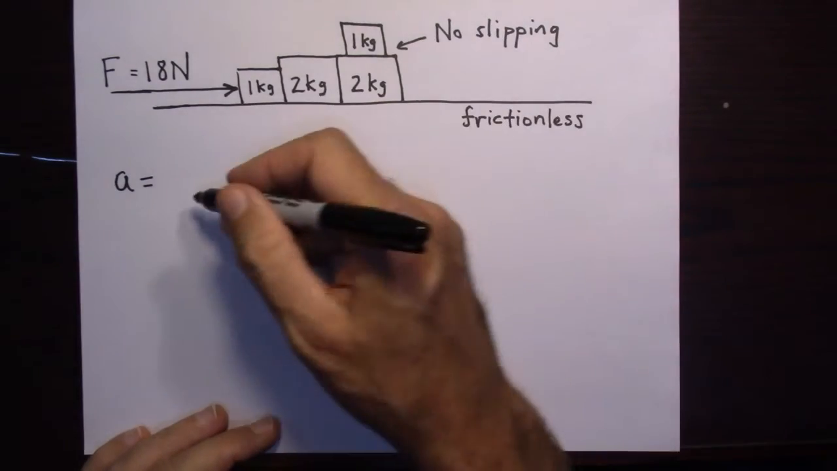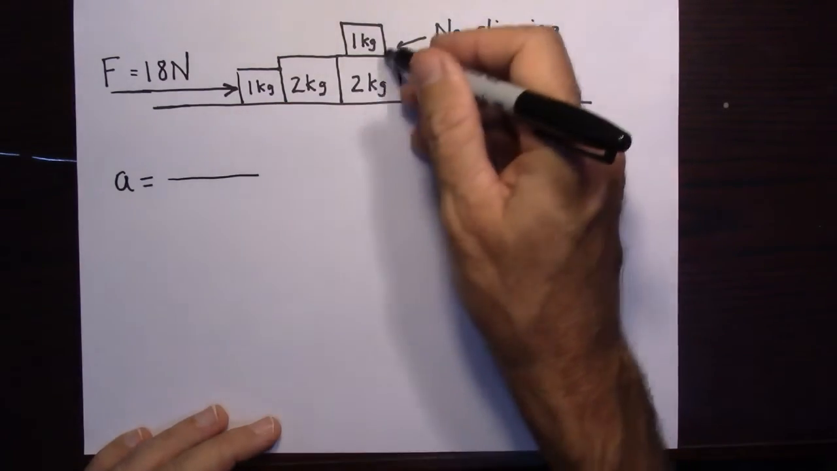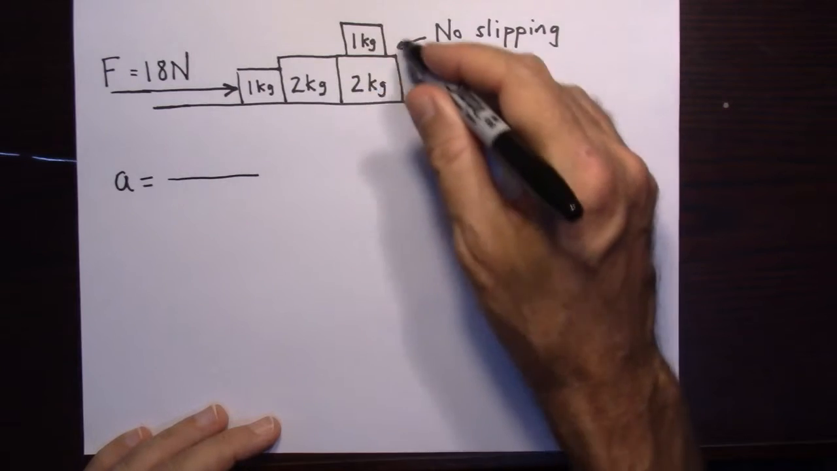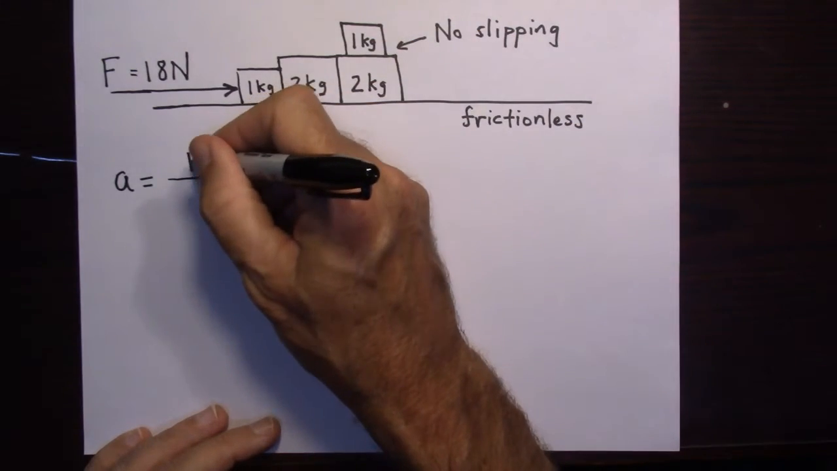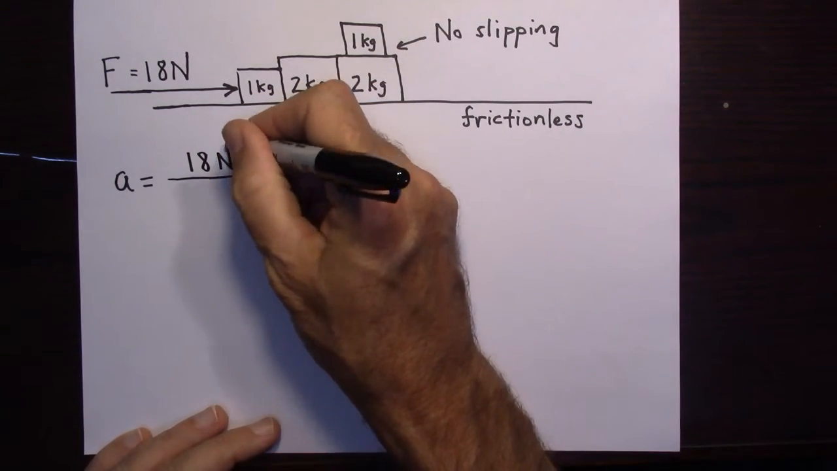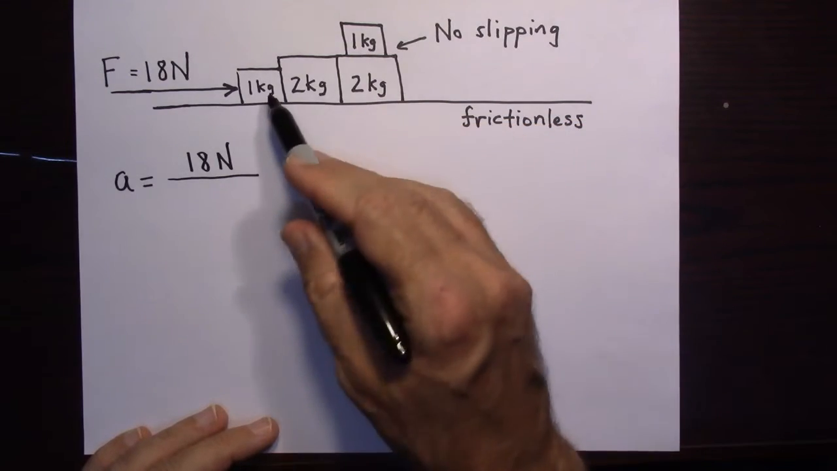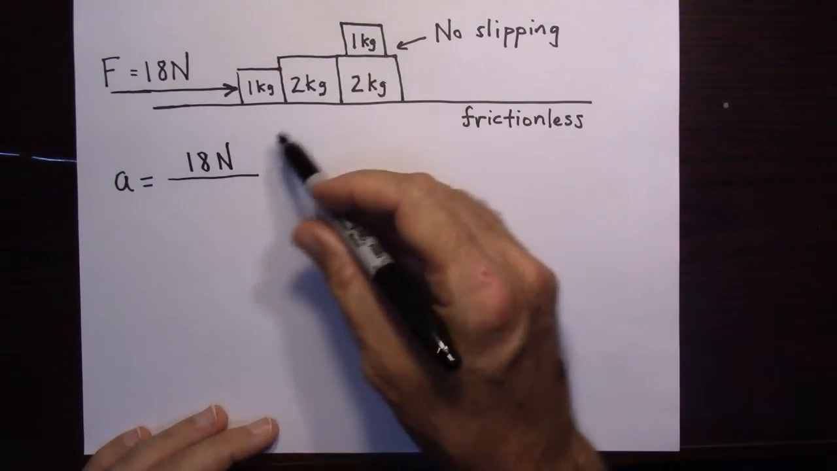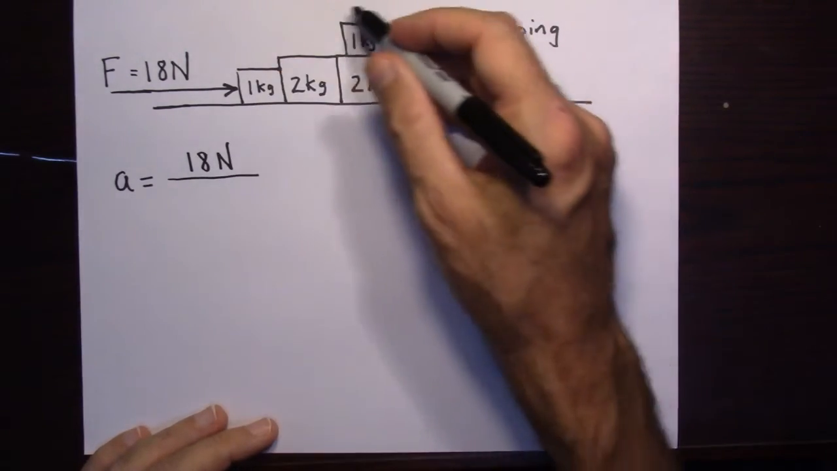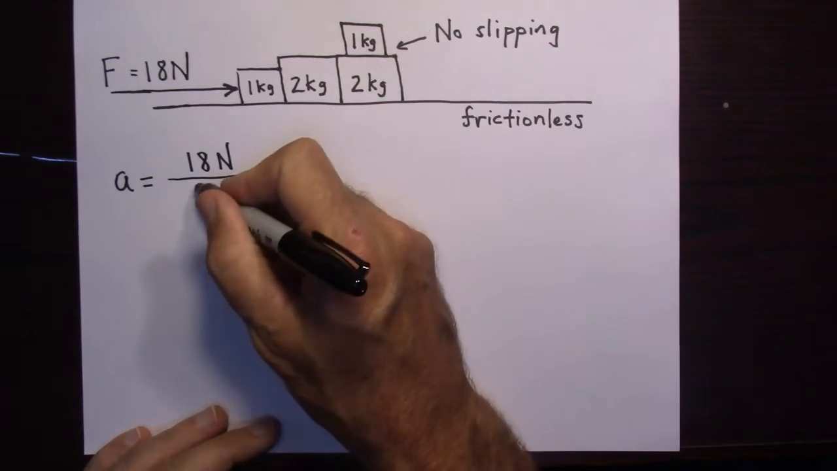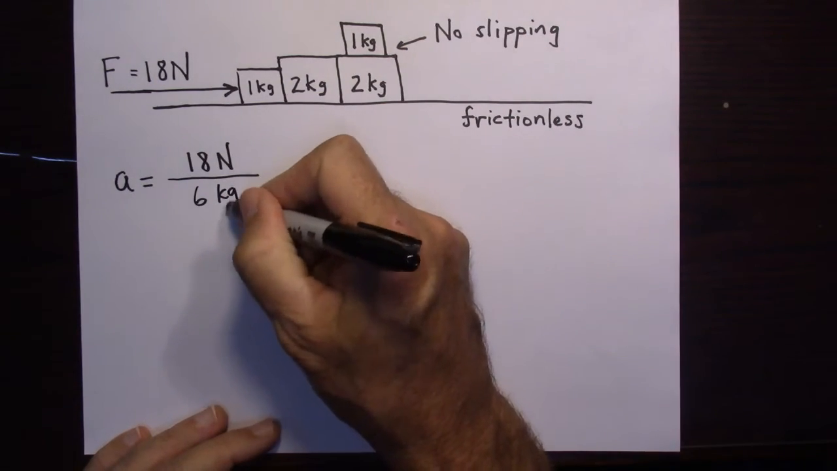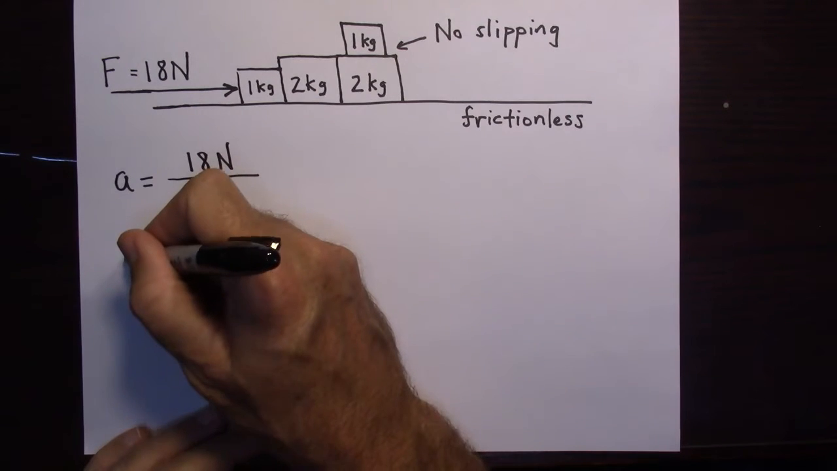And so what we have is the net force. If we use the entire system, all those internal forces cancel, and I'm left with 18 newtons of net force divided by the amount of mass. My system's mass is 6 kilograms. So this time we have an acceleration of 3 meters per second squared.